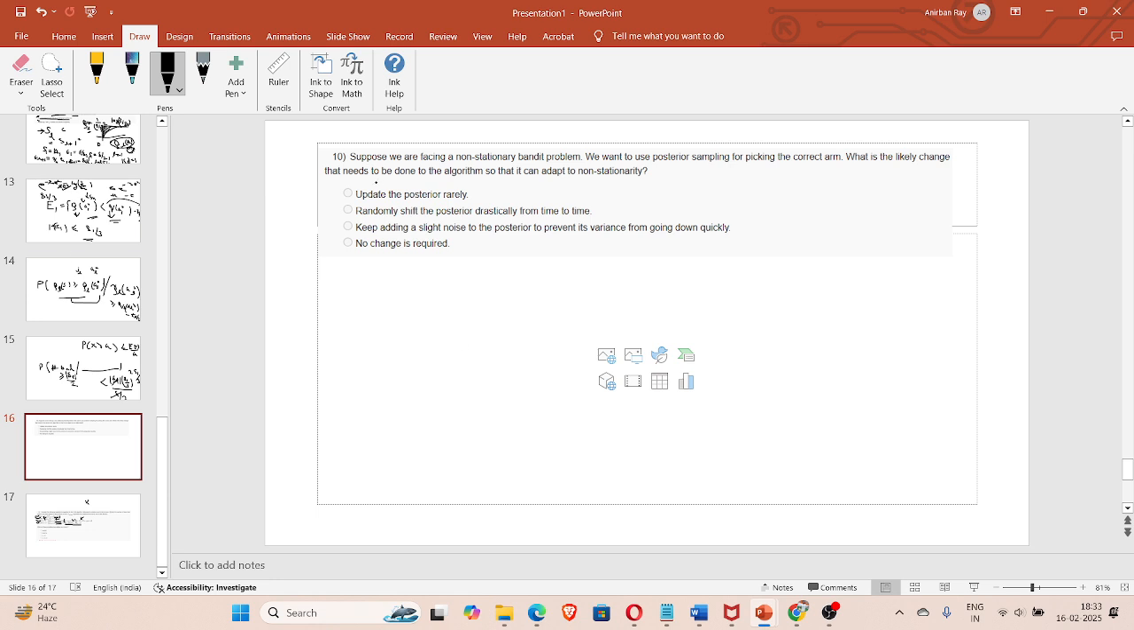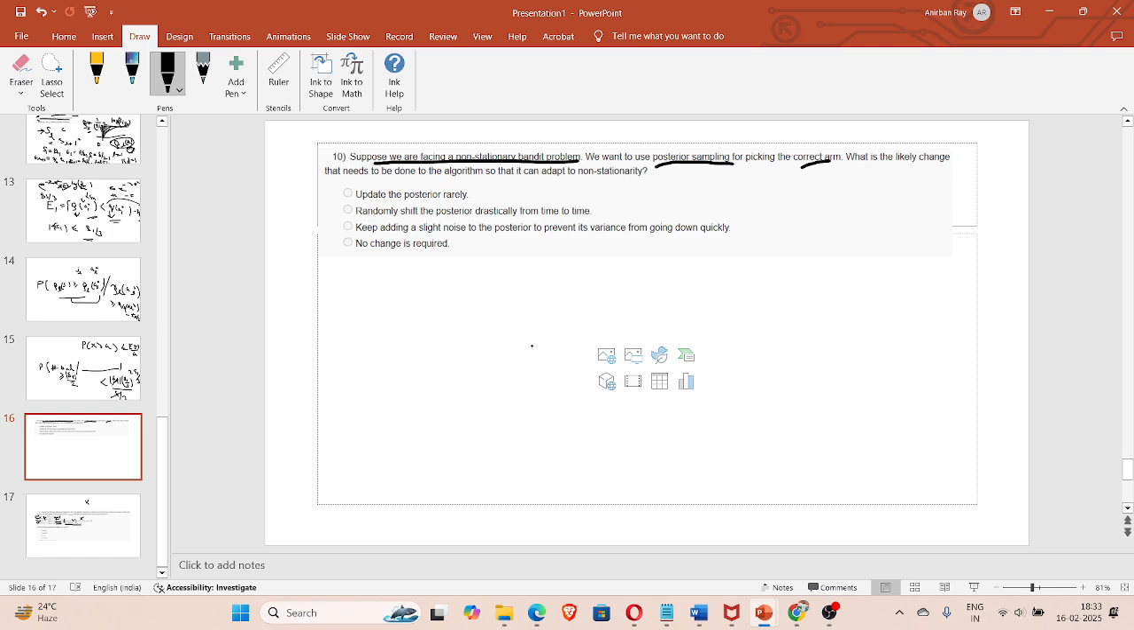Just give me some time. You don't need to find the problem. The thing is that it's a good problem, so see how it is done. What we have is a non-stationary bandit problem, so the reward function of each arm changes with time. We are using posterior sampling to pick the correct arm, which reduces the variance of each arm's distribution and gets a good estimation. What are the likely changes needed in the algorithm so it adapts to non-stationarity?